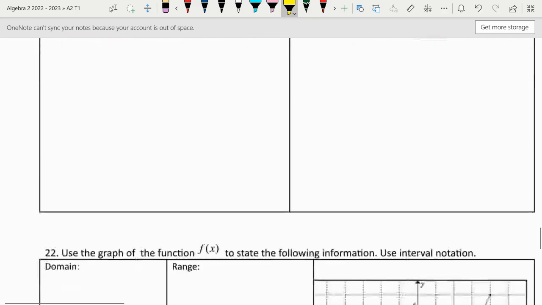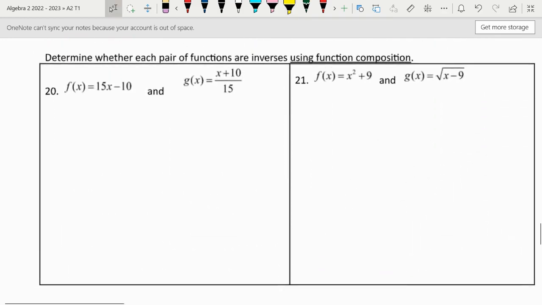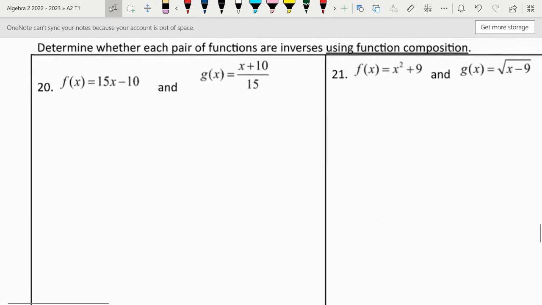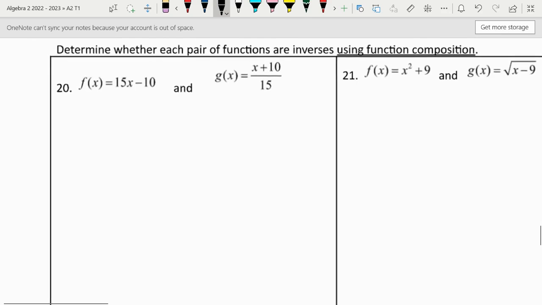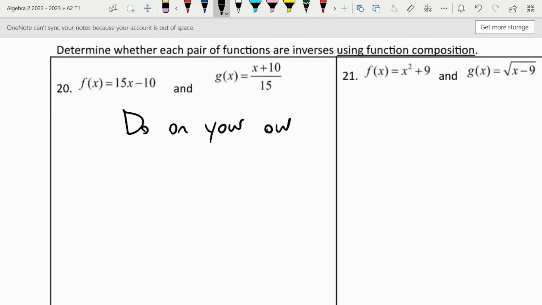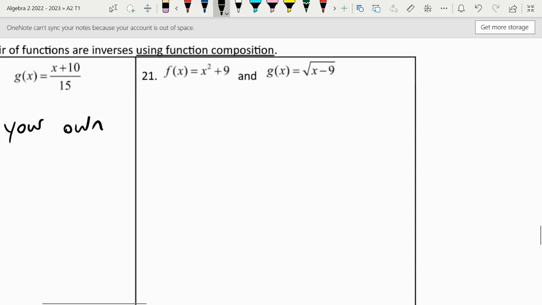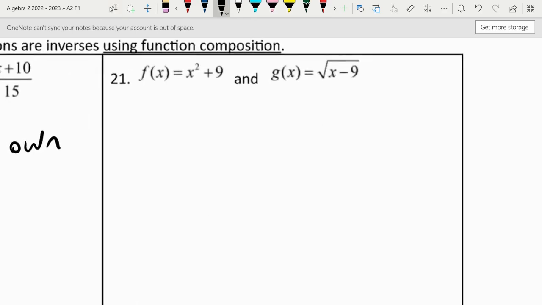Okay, last page of the whole stinking review. Let's talk about these two using function composition. I'm going to ask that you do this one on your own, because you will never learn anything unless you try. Okay, so that one's for you. Number 21, I will do with you, mostly because I'm sick of making this video.